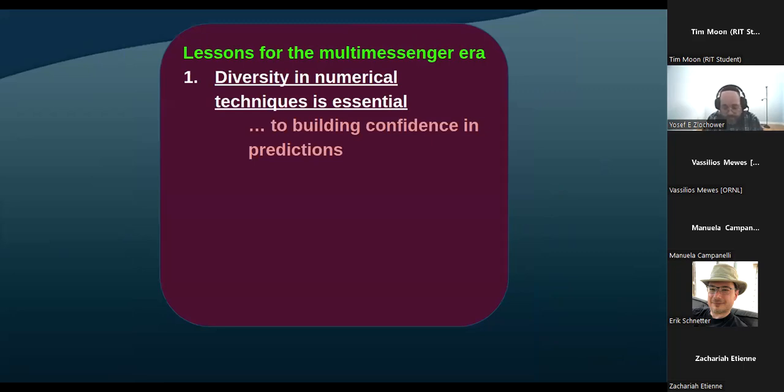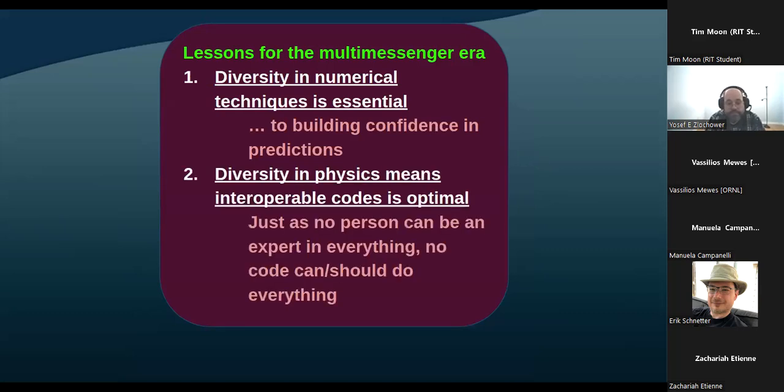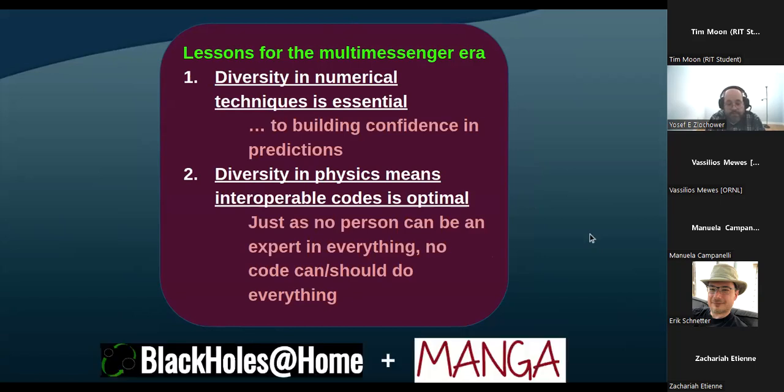Diversity of numerical techniques is essential because we're all using different approximations and different formalisms, and the diversity of these techniques is essential to understanding our systematic sources of uncertainty and thus building confidence in our predictions when we find overlapping qualitative agreement. Diversity in physics, of course, means that having a code that's interoperable with other codes is optimal. So we don't have to write a numerical relativity code that tries to do everything, which is generally not a good idea, both in terms of personal expertise and code expertise.